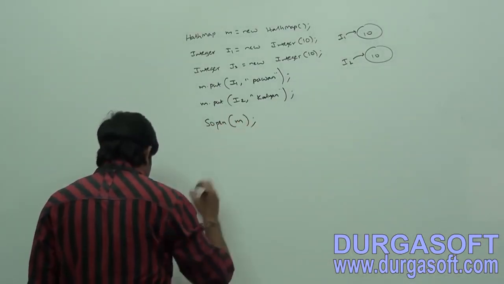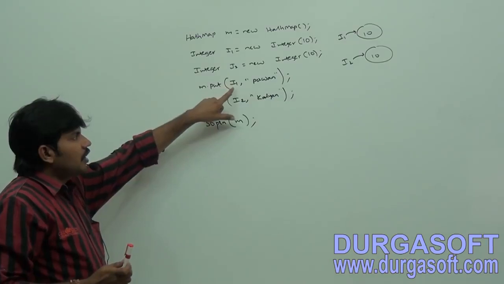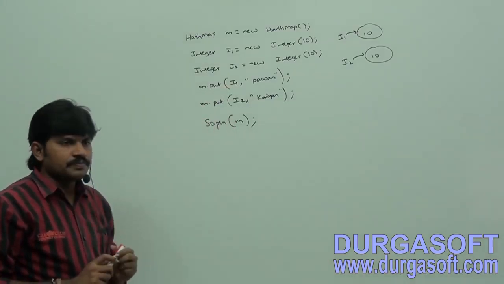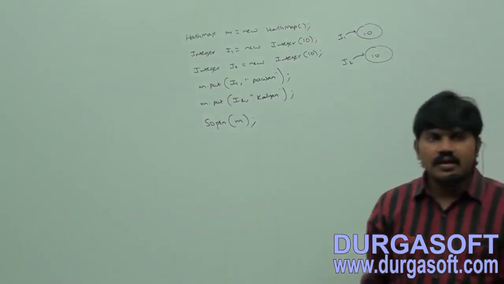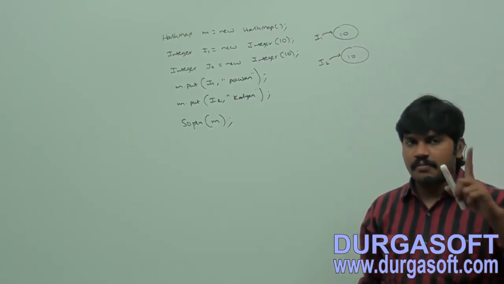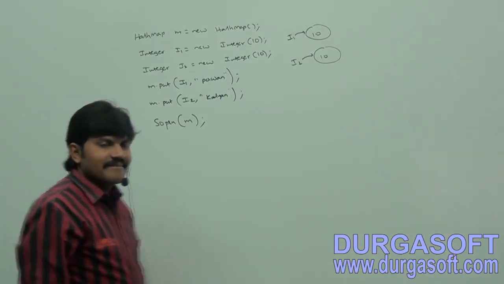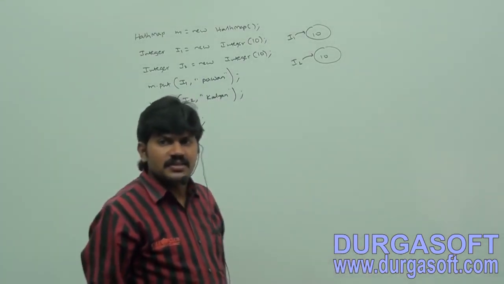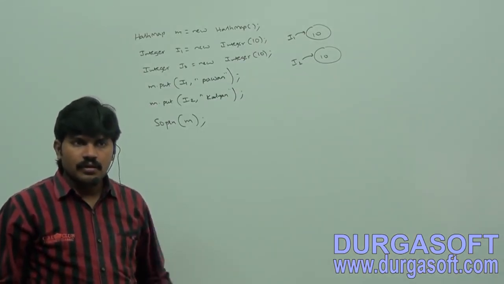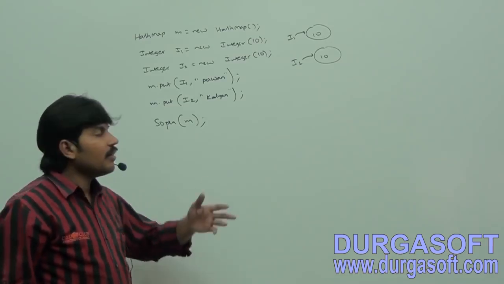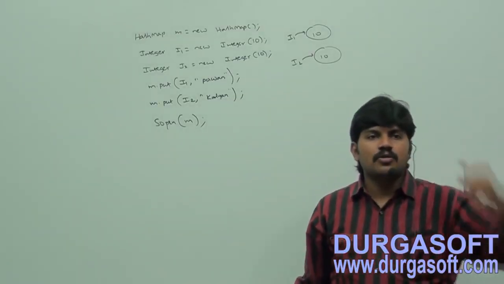System.out.println of m, SOP of m. Sir, can you tell how many entries will be there in the map? One entry or two entries? Okay, make sure. Can I use the term I1 and I2 are duplicate keys? Yes or no? I1 and I2 are duplicate keys or not? No. How can the JVM decide these are duplicate keys?